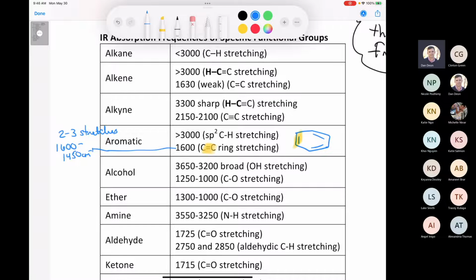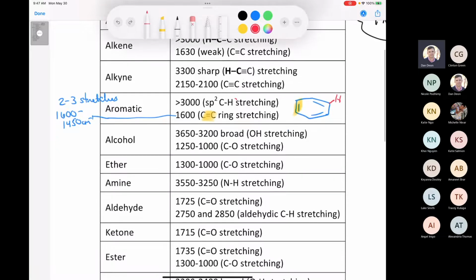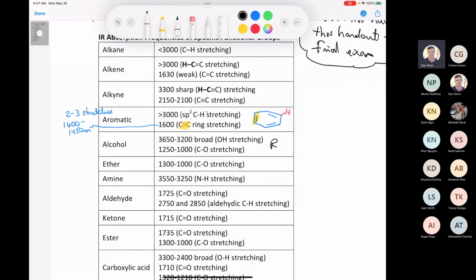And then, of course, you see the sp2 hybridized carbon-hydrogen stretching, because you have 6 sp2 hybridized carbon-hydrogen bonds in benzene. The alcohol, we've looked at that already. You see that broad stretch from 3,650 to 3,200. Now, keep in mind, when you have an alcohol, besides the oxygen-hydrogen bond, you also have the carbon-oxygen bond. And so that's a polar bond. And you usually see that stretching in the fingerprint region, but it's usually easy enough to notice. It's around 1,250 to 1,000.